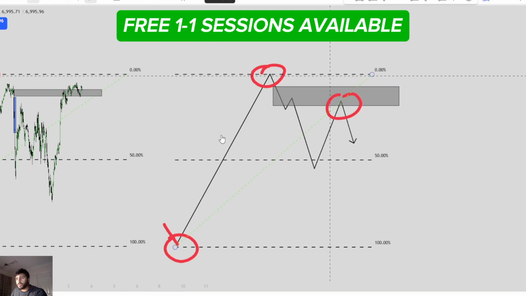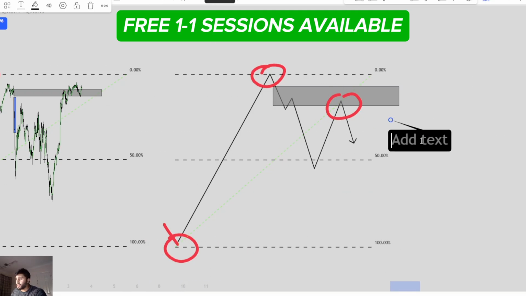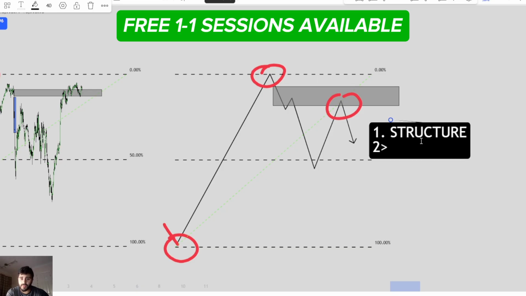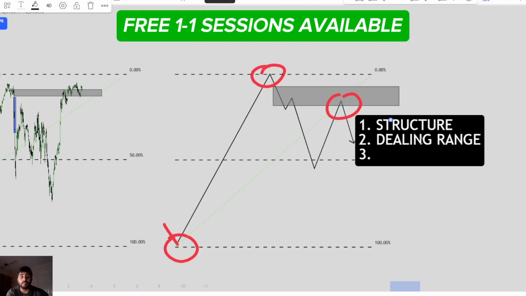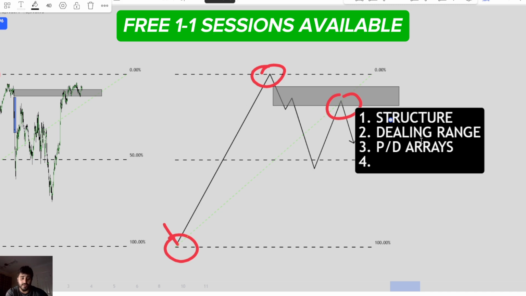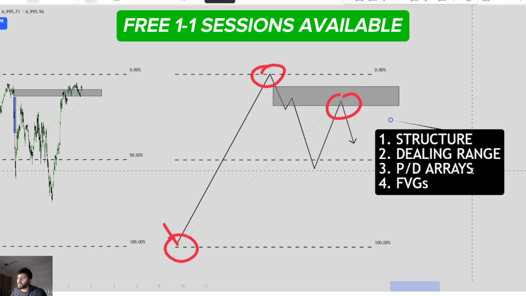So this is what I call the 4-pillar approach. The 4-pillar approach is you need market structure. This is very important. You need to understand your dealing range, right? Where is the most recent high and low? And with that most recent high and low, you project the fib. So you want to understand your PD arrays. And the last thing is you need to understand your fair value gaps. 4 basic concepts I use every single day without fail.